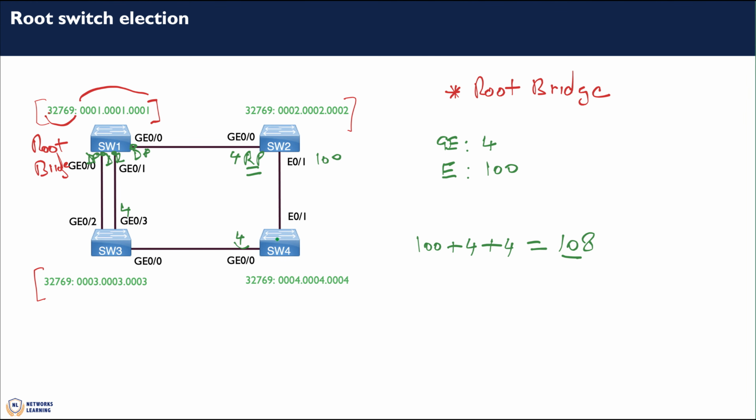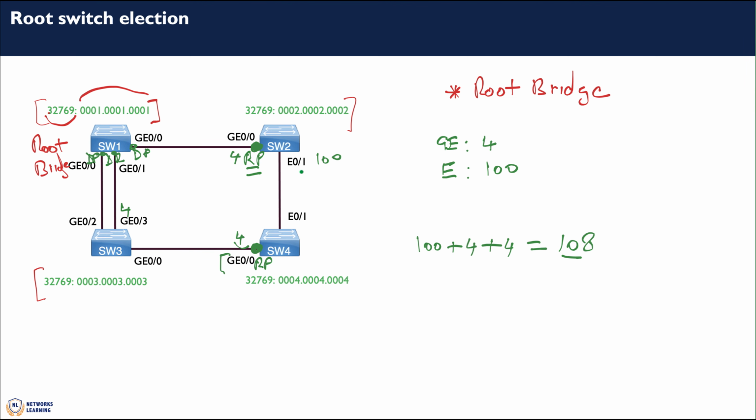Let's move on to switch 4. Same election process, or same evaluation, takes place. Again, it is lowest cost to go via switch 3, so it makes gigabit 00 my root port. So let's start marking this port here.